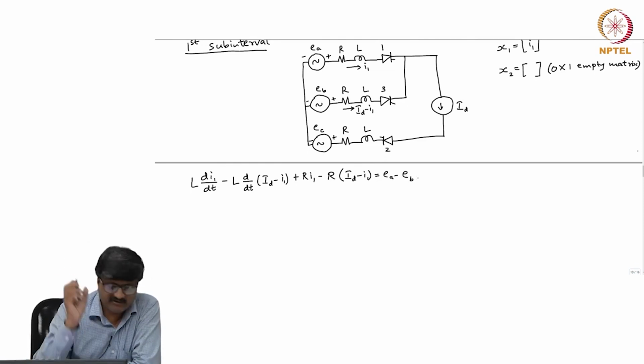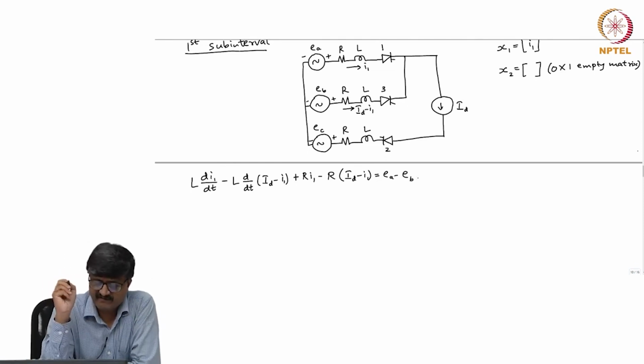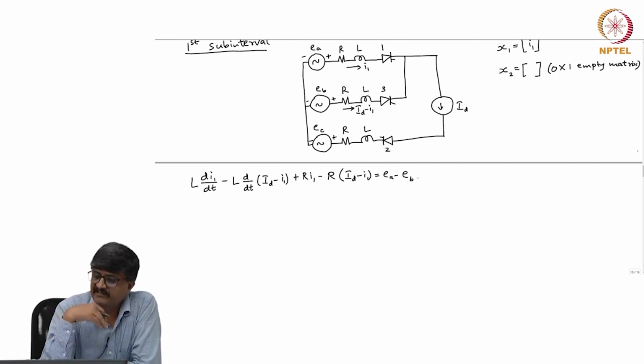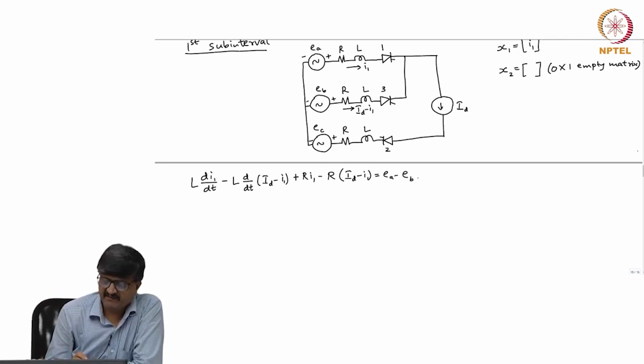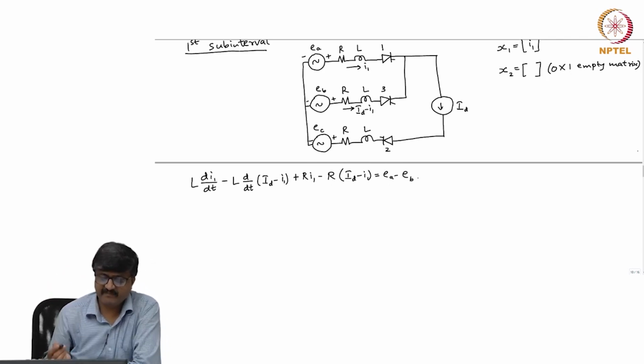I want to bring this to the standard form. The standard form is the first order derivative of the state variables on the left hand side and the remaining quantities on the right hand side. I 1 is the state variable, so on the left hand side I should have d I 1 by dt.